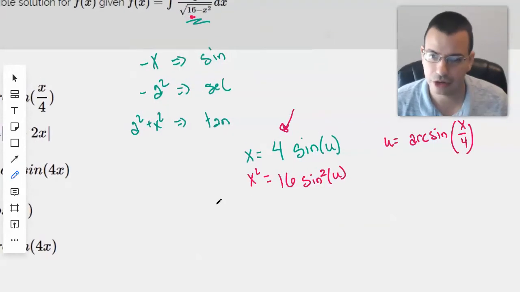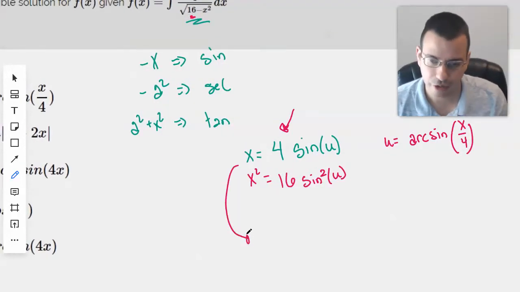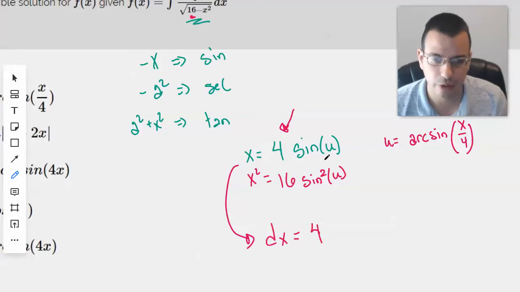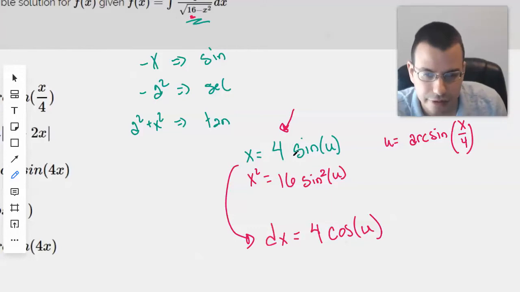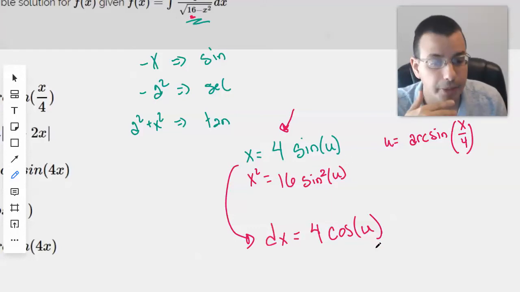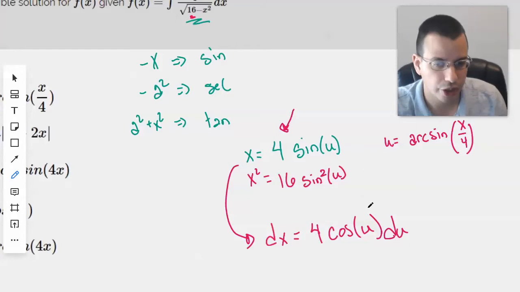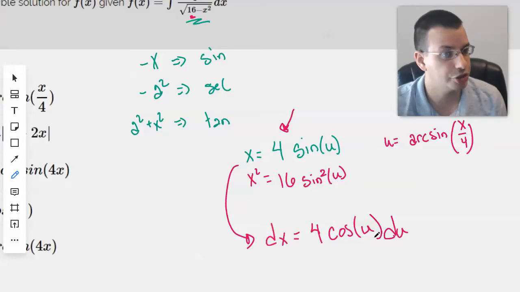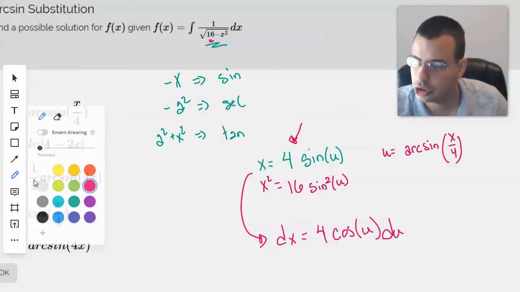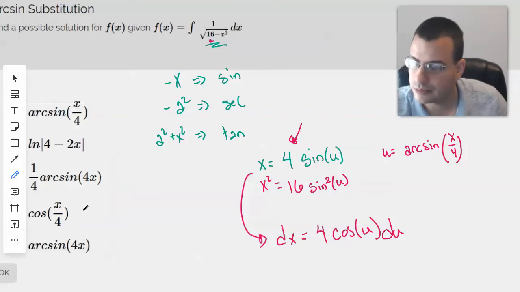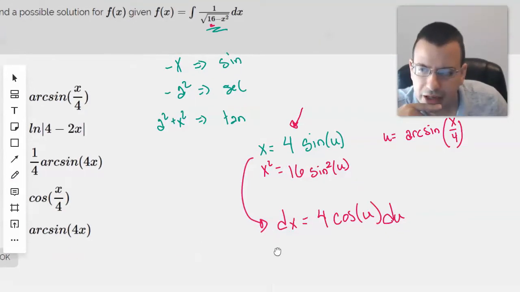Now we should probably do the derivative. So find the derivative of both sides. dx equals 4 times the derivative of sine, which is cosine of u, and then du. You can think of that as the chain rule, where you take the derivative of the interior. The interior is u, and the derivative of u will be du. Okay?